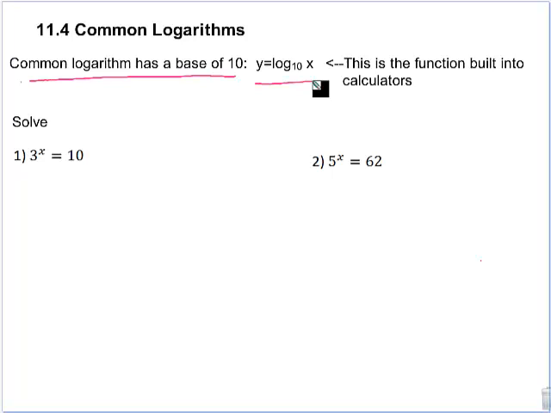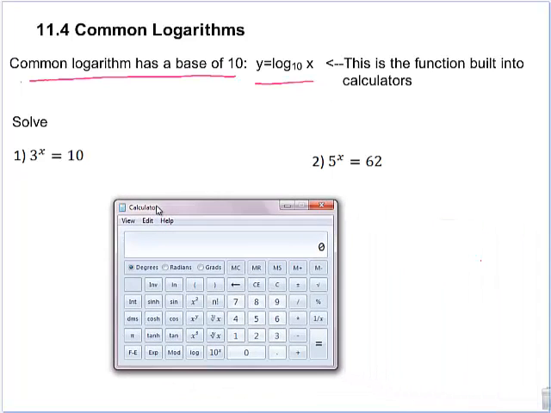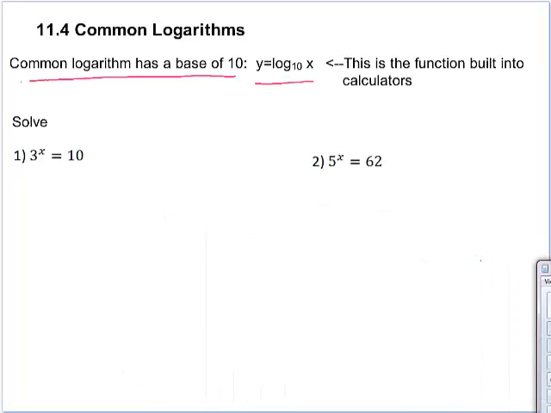So on your calculators, that log function has a base 10. If you take a look at a calculator, down here you see that log function that has a base of 10. All right, so we are going to solve these. The way we're going to solve these is we're going to use our properties of logarithms that we learned the previous day. What we know about exponents in logarithms is that when you have an exponent on a logarithm, you end up multiplying by that exponent.